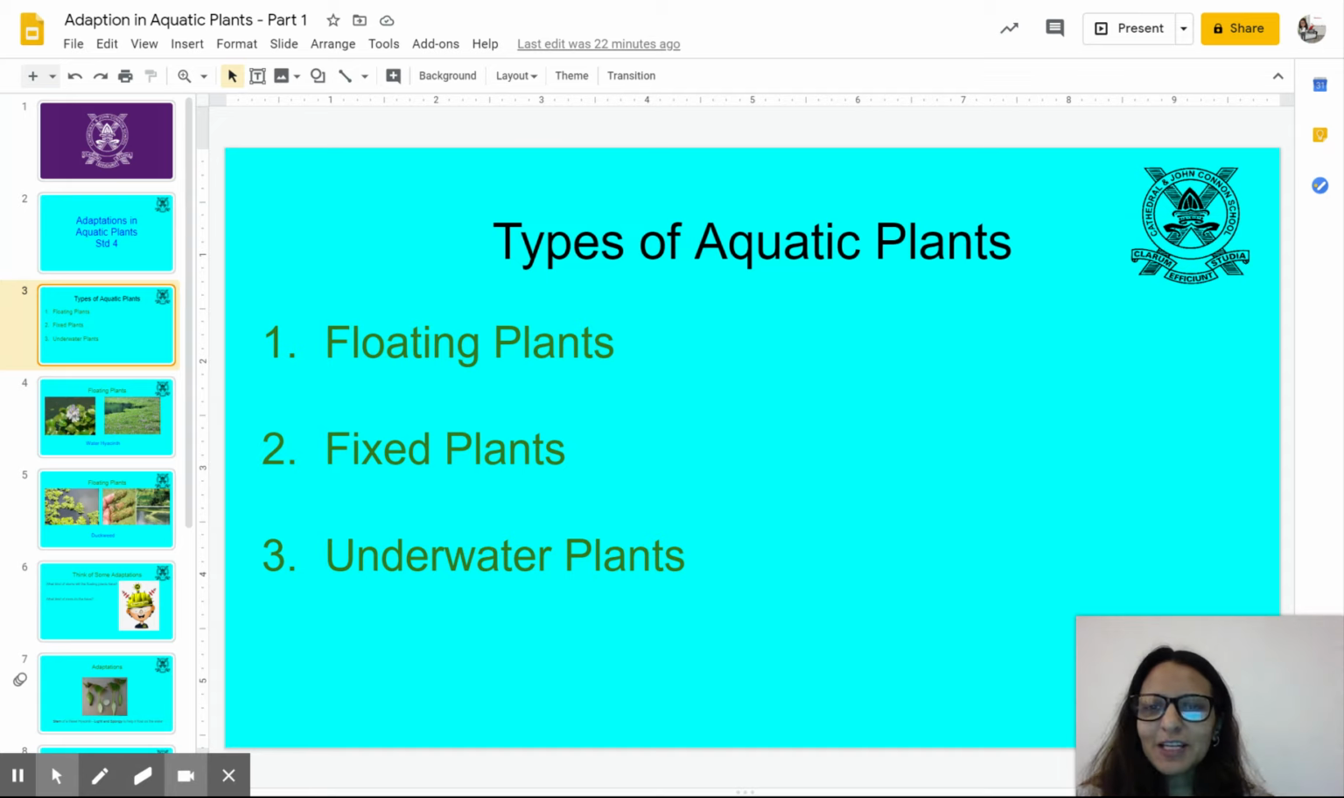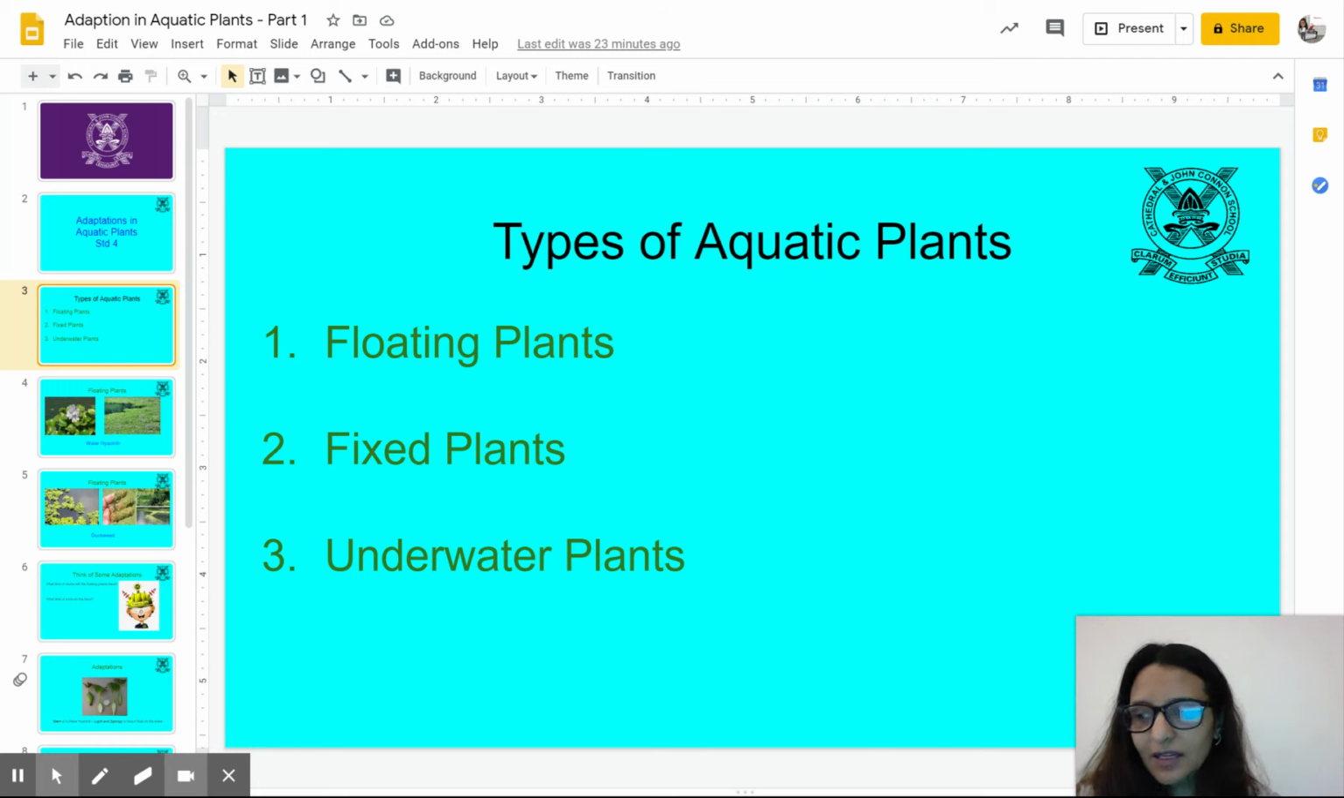Okay, so I'm going to tell you about the difference between these three kinds of plants. Floating plants, as the name suggests, do not have fixed roots. The roots do not go deep into the ground under the water and do not attach themselves to the ground. They just float. The roots hang loosely and the plant just floats on water. But in case of a fixed plant, the roots are fixed to the bottom of the water body, to the bottom of a pond or the bottom of a lake. They go right in and they fix themselves there.